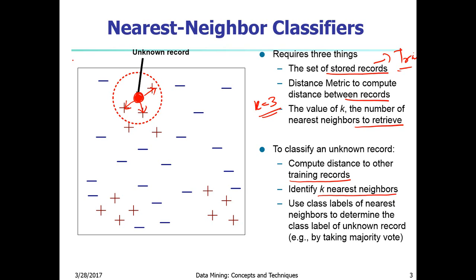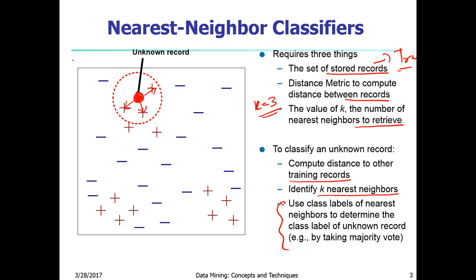Identify the k nearest neighbors, which is of course very important. Use the class labels of the nearest neighbors to determine the class label of the unknown record. In case it is a classification problem, of course, we need to take the maximum count. If it is a regression problem, we just need to take the average. So that's essentially the difference between using nearest neighbor for classification and for regression.